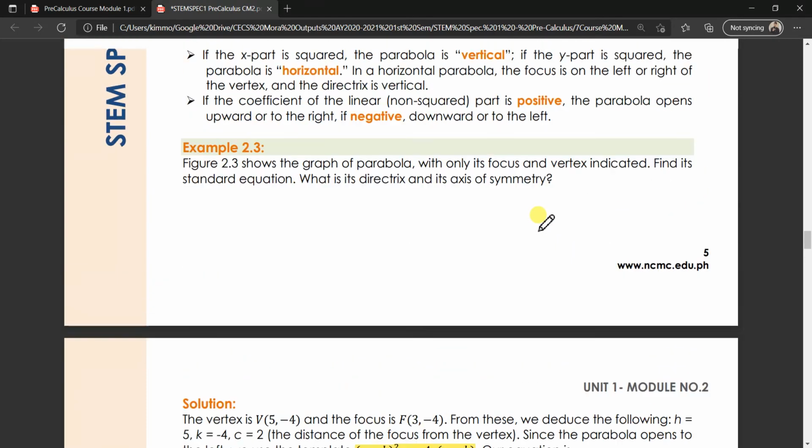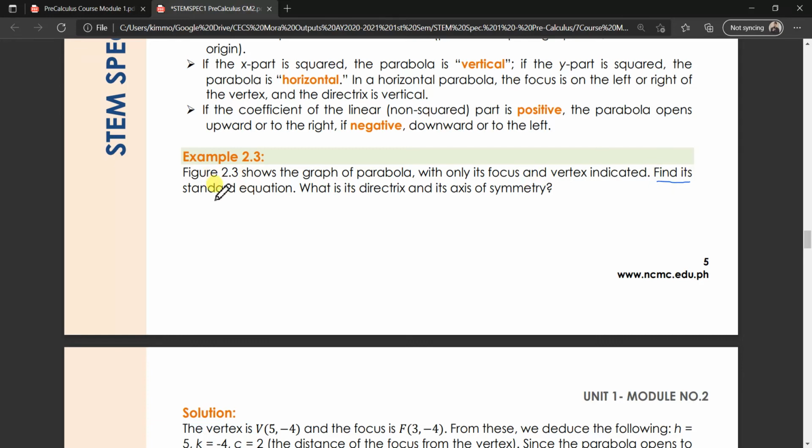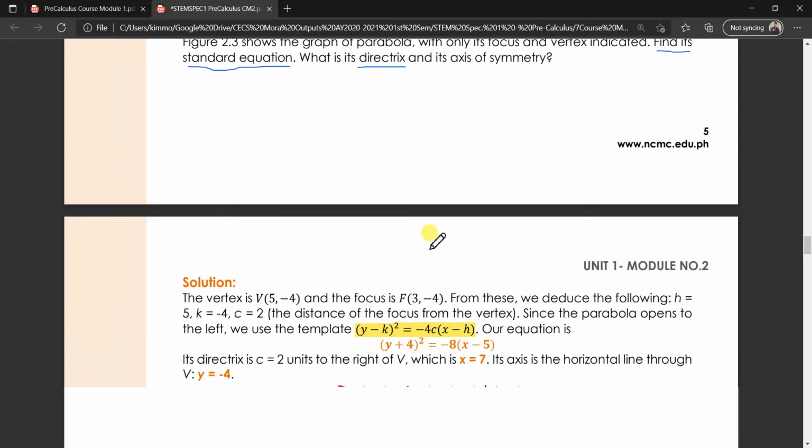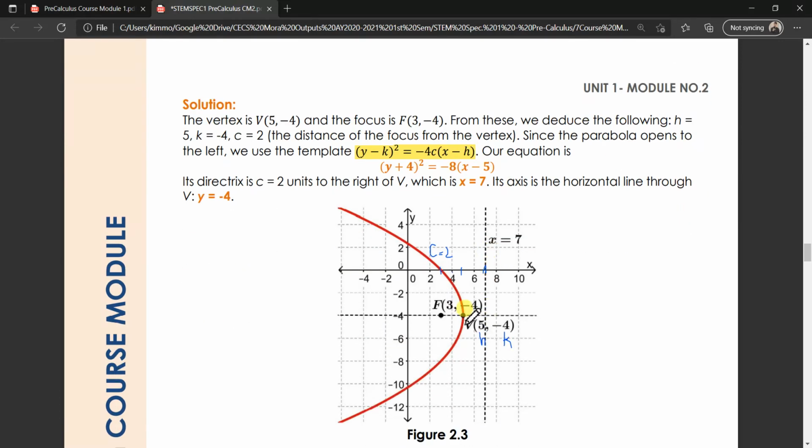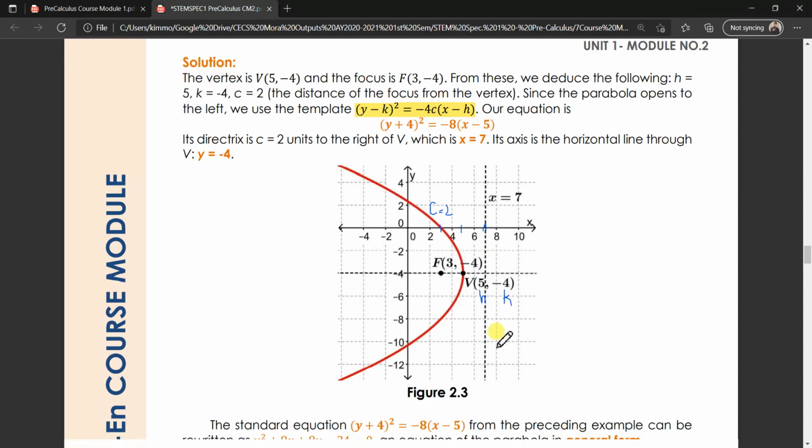So that is the first question, find the standard equation. Next is to find the directrix. So where is the directrix here? There is no line yet in the given. So this is just the solution.